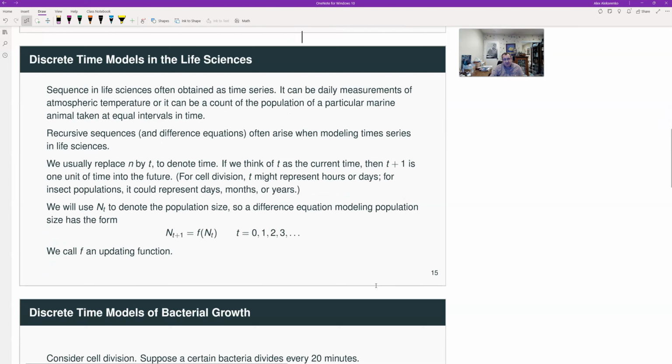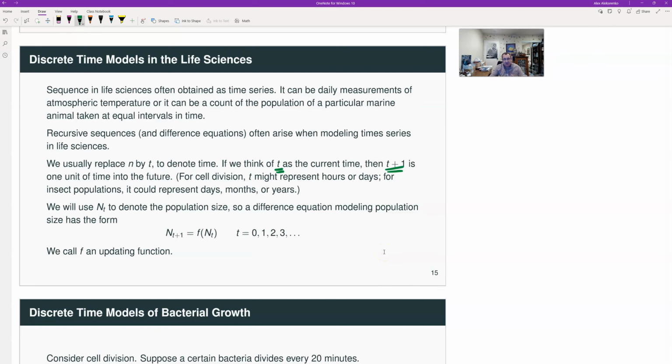The sequences in life sciences are usually time series. It could be daily measurements of temperature, or it can be count of population at regular intervals of time. So recursive sequences is a very, very important tool to model those time series. We usually replace the index with time, some sort of measure of time. And we think of a t being the current time and t plus 1 would be the next interval in time. So, for example, if we're talking about cell division, that t could be hours or days. If we're talking about animal populations, it could be months, it could be years. So the notion of one interval of time depends on the problem.